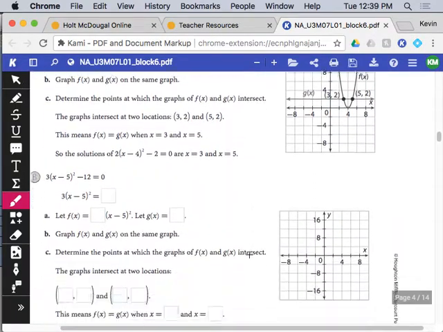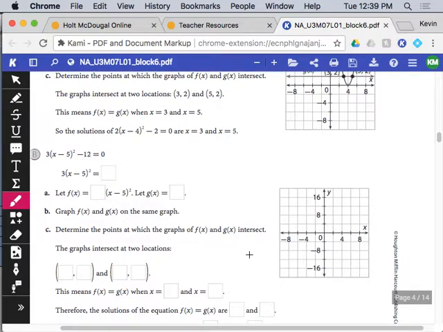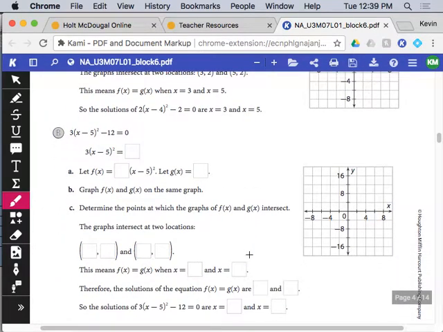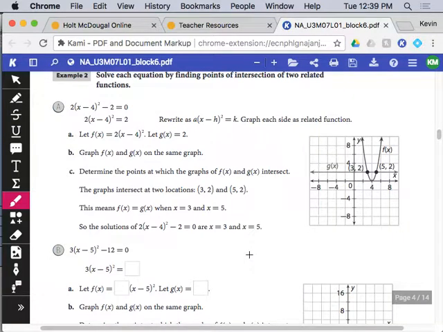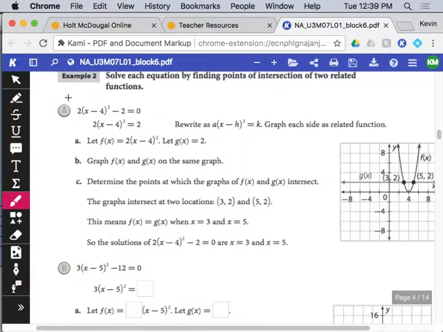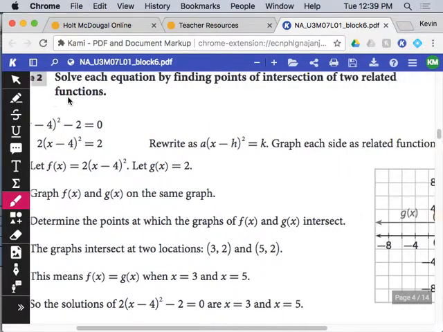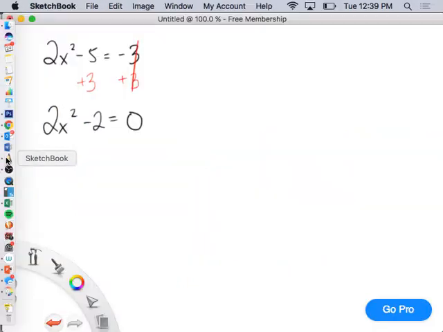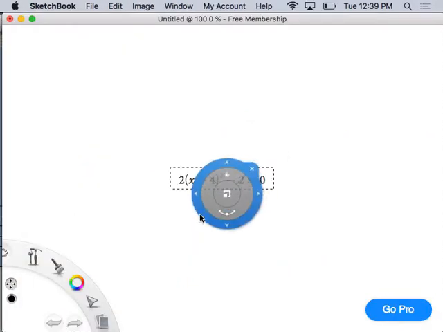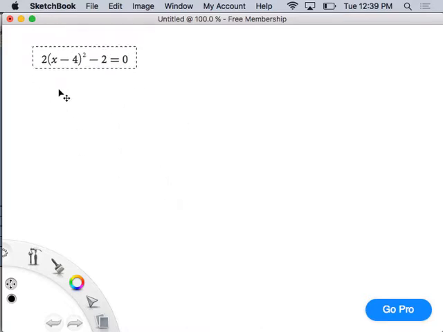Now, here's where your book and I differ a little bit. Okay? Your book tells you to do something that I'm not going to do. Let's do this one exactly the way we did the other one. All right.